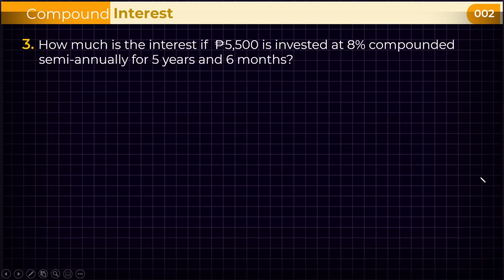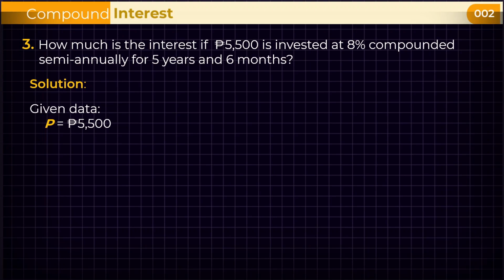For number 3 example, how much is the interest if 5,500 is invested at 8% compounded semi-annually for 5 years and 6 months? In this case, we are looking for the interest, but we don't have a direct formula in order for us to find out how much the interest is. And so what we need to do is first to find the future value. And so the givens are the following.